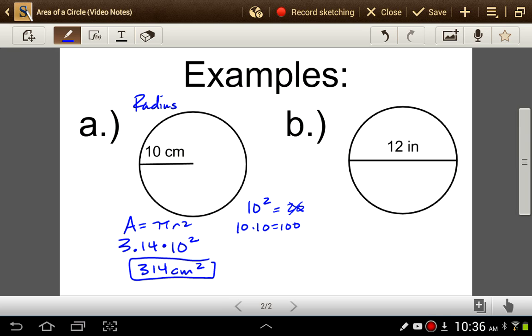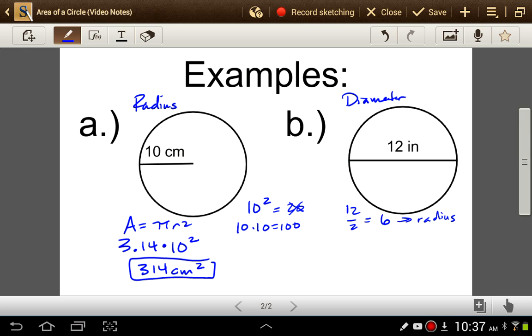Now in example B, I've given you a diameter. So the first thing I want you to do is figure out what the radius is. So I'm going to do 12 divided by 2. You get 6. That is my radius. Now I can use that number in my formula.